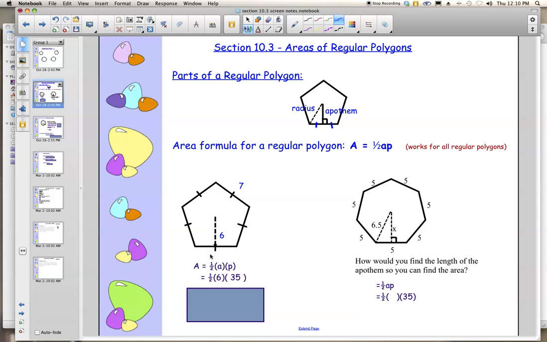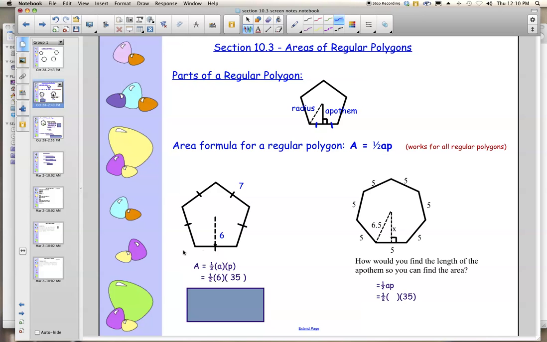So we use our formula. Our formula is 1/2 times the apothem times the perimeter, and we get right into example problems. Here they give us the apothem length is 6, so we stick that into the formula for A. And then they give us that one of our side lengths is 7. Since it's a regular polygon, all of our side lengths are the same. In this case, it's a pentagon, so there are 5 of them.